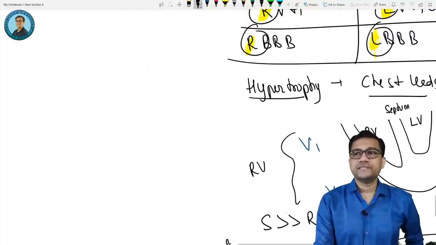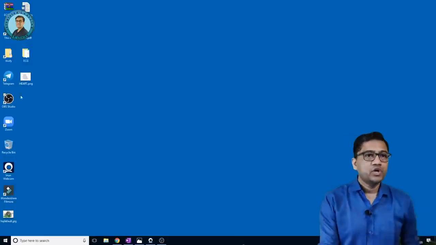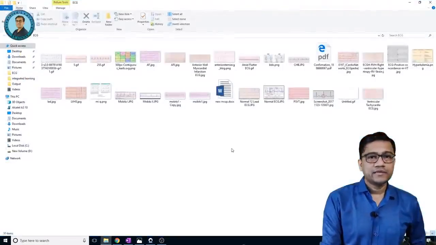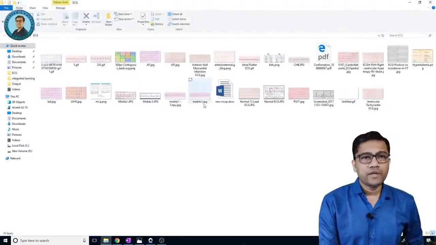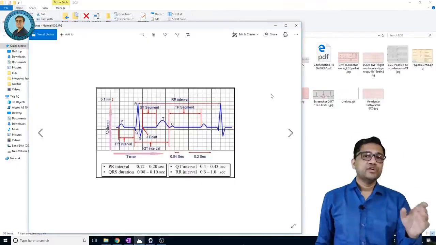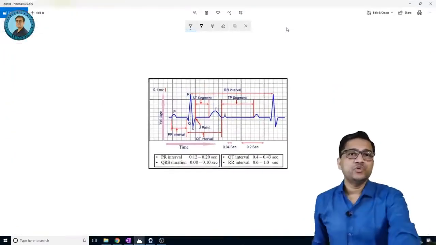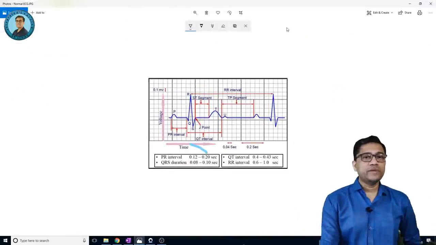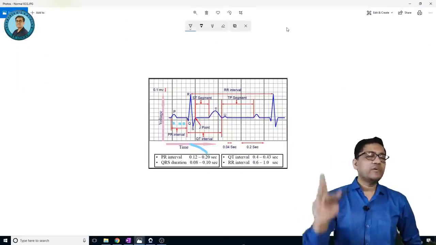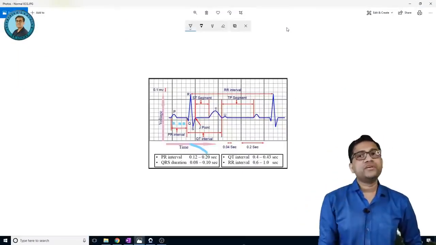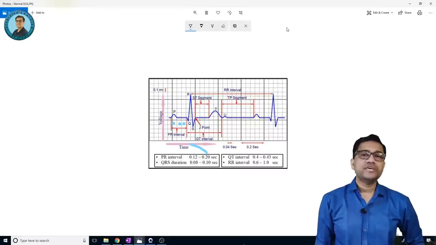So the question is, okay, I remember where it is. Look at this one, which is a normal ECG for us. So you can see something here. How many boxes? 1 box, 2 box, 3. So 3 boxes is normal. 3 boxes is normal. I hope it's clear. 3 boxes.